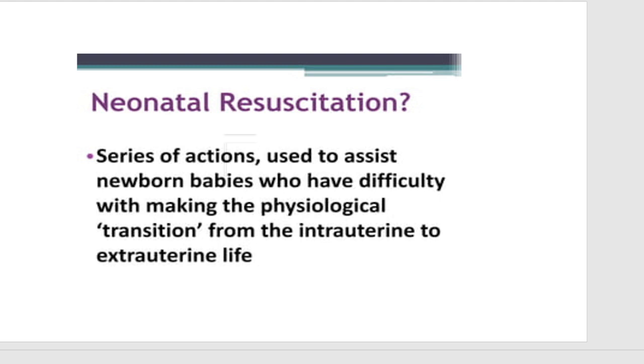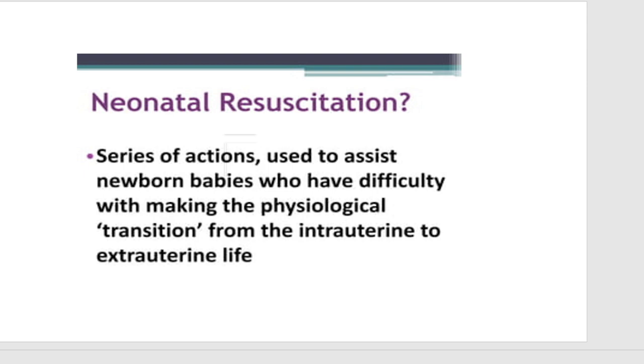We call it a series of actions used to assist newborn babies who have difficulty making the physiological transition from intrauterine life to extrauterine life. Most of these babies face difficulty, especially in breathing and maintaining temperature. The child cannot develop a spontaneous heart rate and spontaneous respiration, and in that situation we provide a series of actions to bring the baby back to normal, when the child is not able to adjust to the transition from intrauterine to extrauterine life.